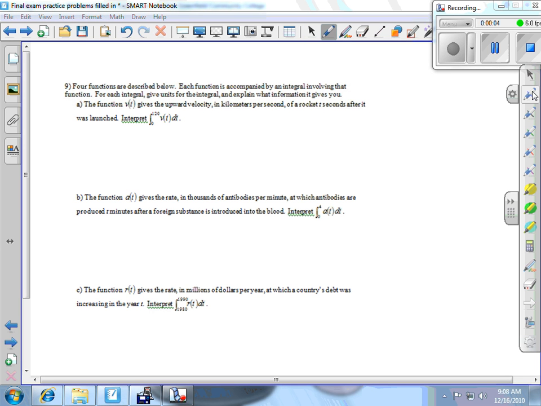Number 9, 4 functions are described below. Each function is accompanied by an integral involving that function. For each integral, give units for the integral and explain what information it gives you. I'll go ahead and put a general thing up here at the top.